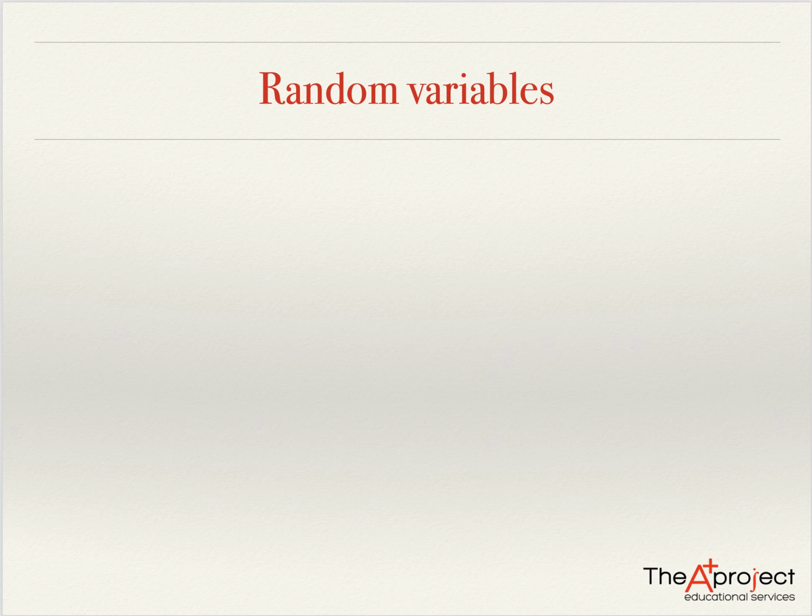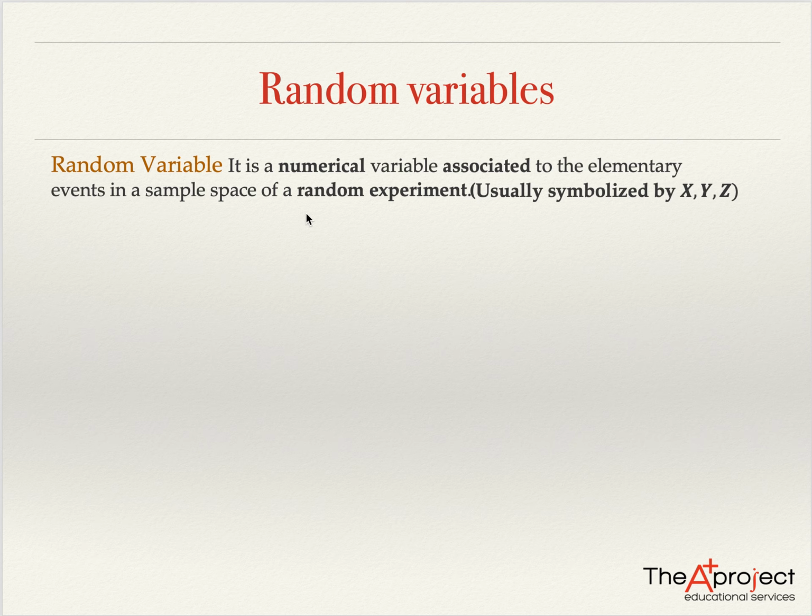The definition of a random variable involves three concepts. First, it needs to be a numerical variable. We also need this random variable to be numerical. It must be an association, and this association will be from the elementary events of a random experiment. So we need to have a random experiment.